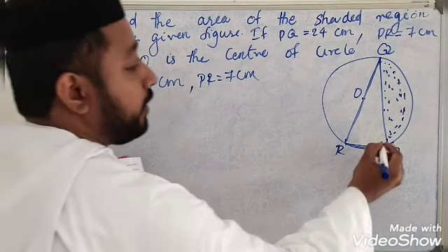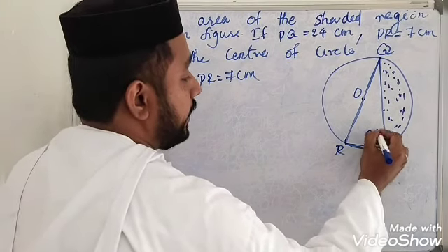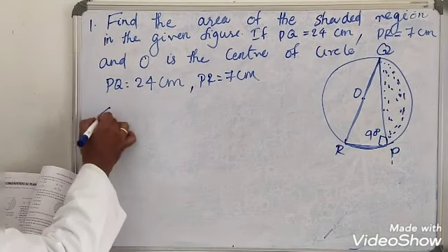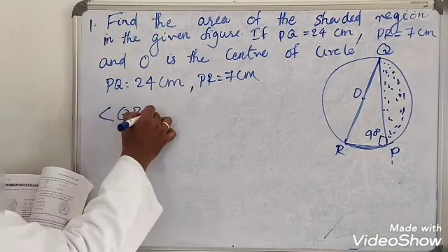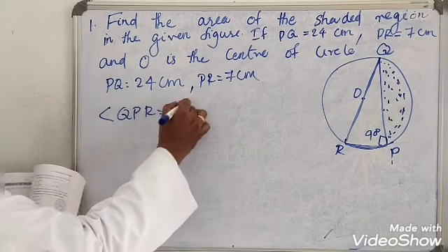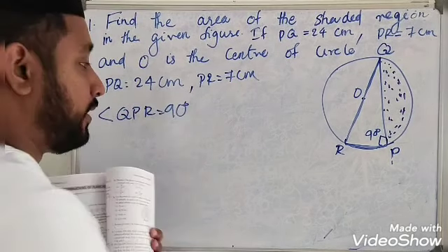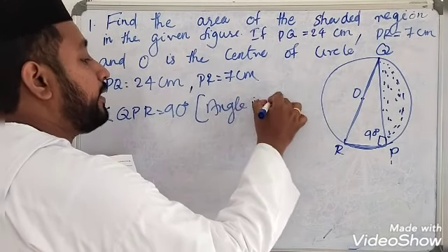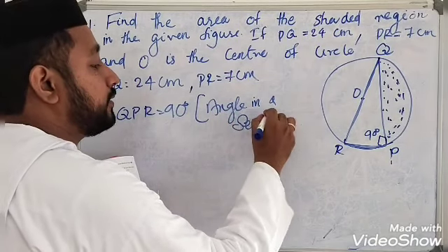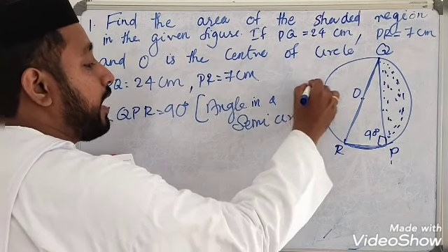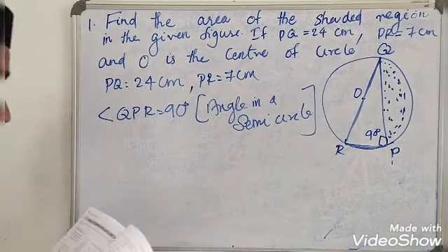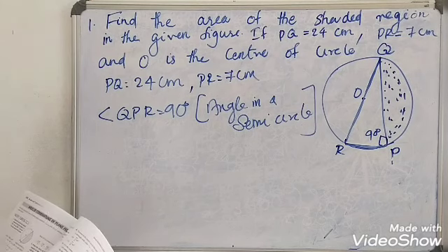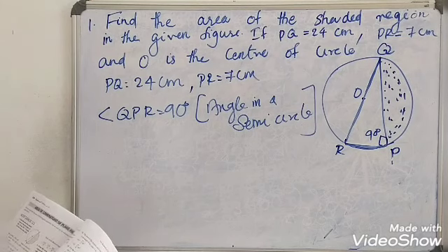So we know this angle is 90 degree. The reason is that angle QPR is equal to 90 degree. Angle in a semicircle is 90 degree. So angle QPR is equal to 90 degree.